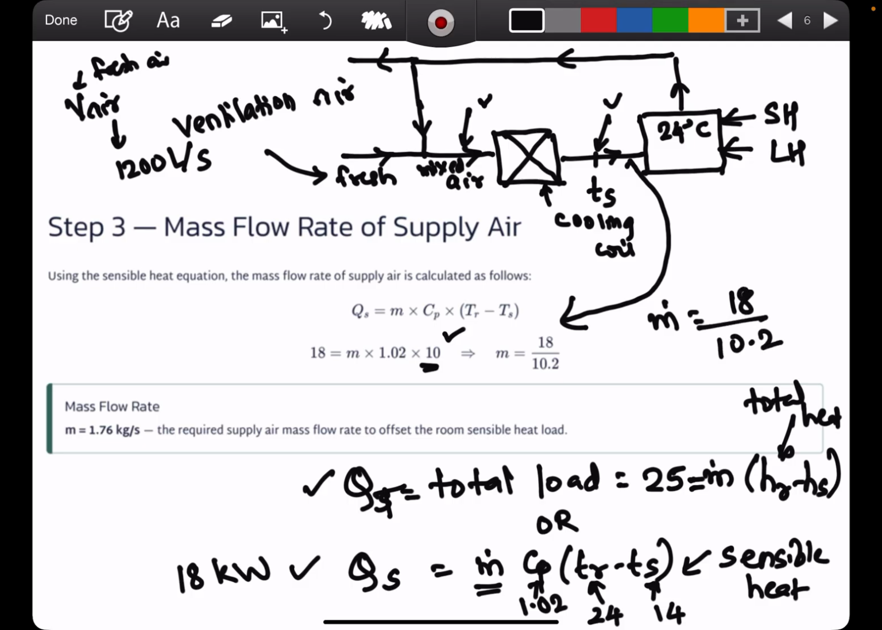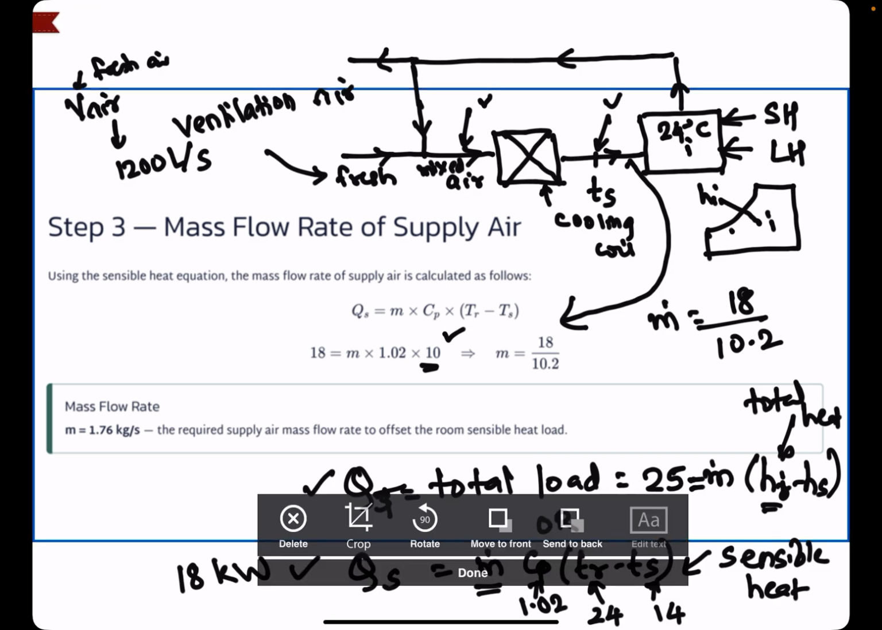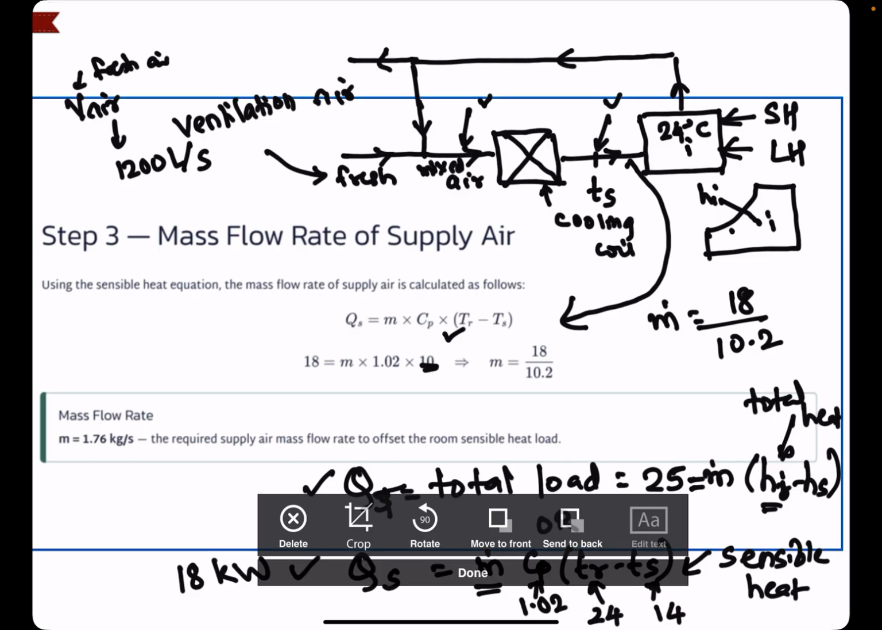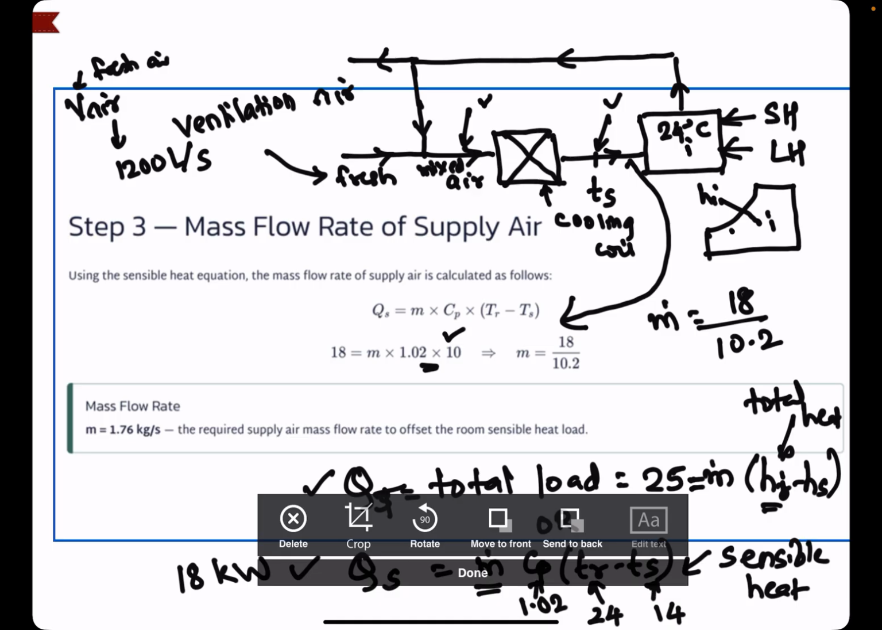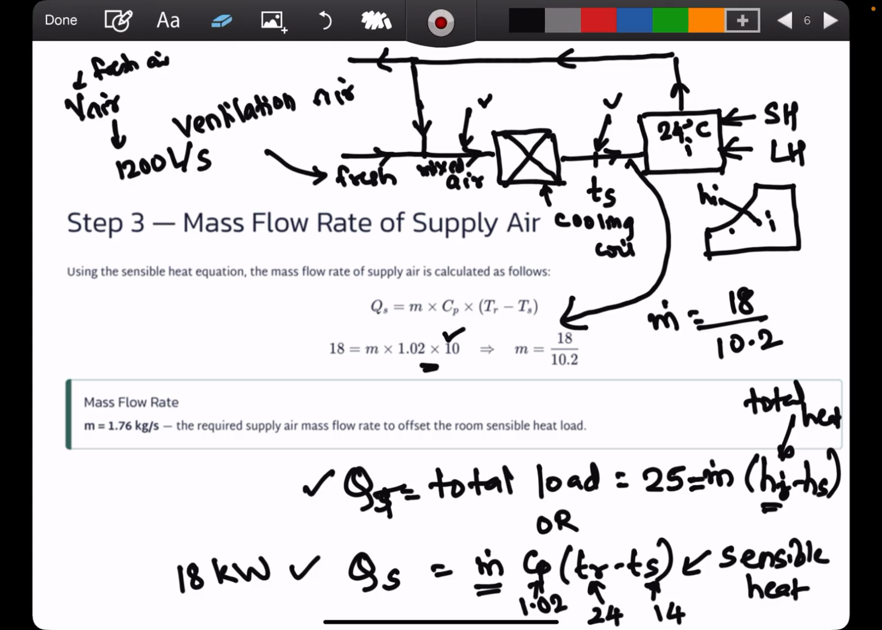So this is one simple method for finding the mass flow rate. Or the other method is you find the enthalpy HR, that is the room air enthalpy, or HI, and you find the supply air enthalpy from the psychrometric chart. So on the psychrometric chart, you have inside design conditions, you can read the enthalpy here HI, and you have the supply condition on the room sensible heat factor line. There you can find the corresponding enthalpy HS. So these two ways you can do the calculations and find the mass flow rate. So the mass flow rate calculated is 1.76 kg per second.